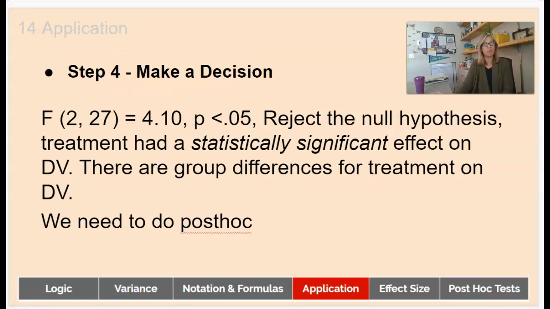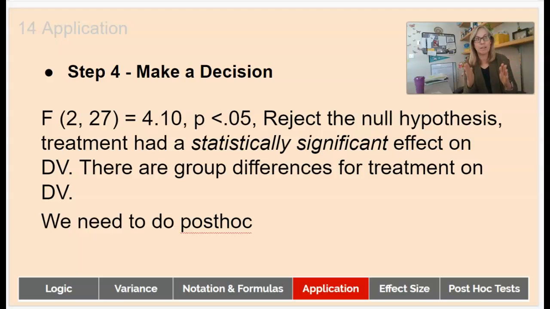And so when we compare the 4.10 to our 3.35, which was our critical value from step 2, which you also saw in the handout, we see that you do your 3 statements. So reject the null. It is statistically significant. And then because I left you a generic result, we can just say there's group differences on the DV for treatment on the DV. But again, if you had context, you give me context.